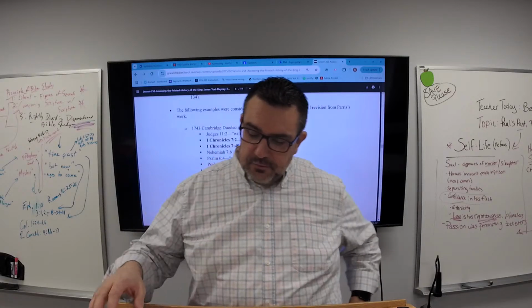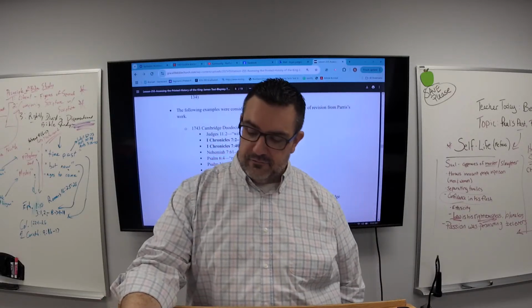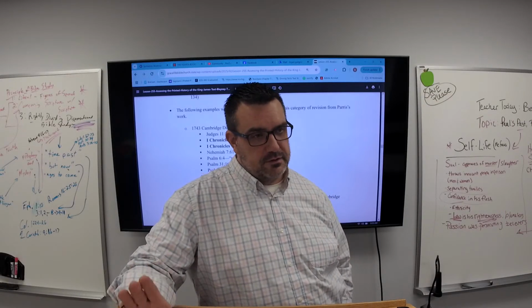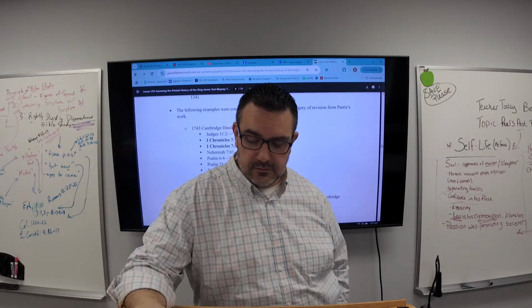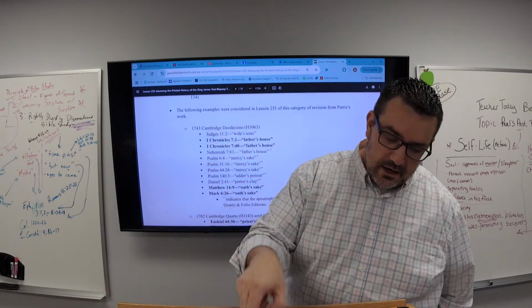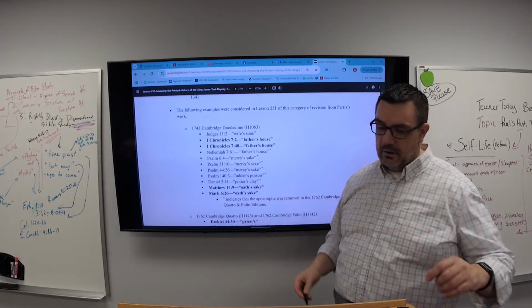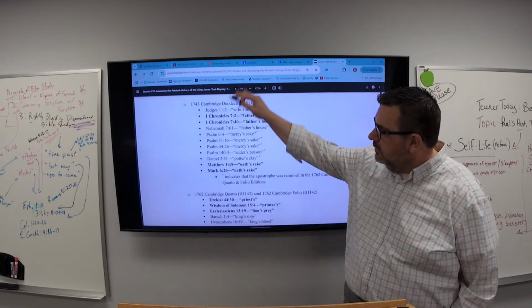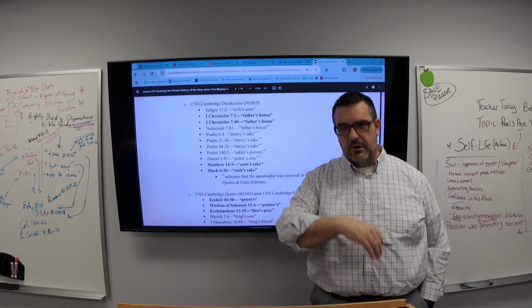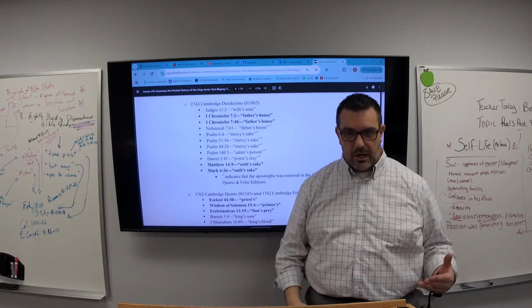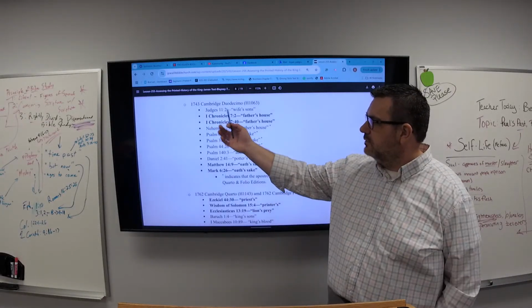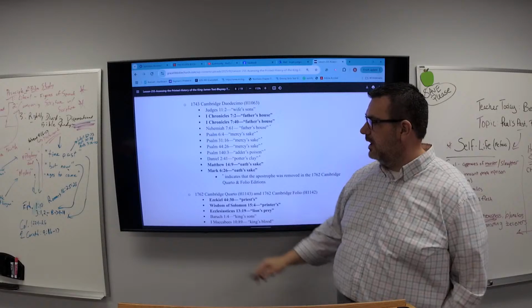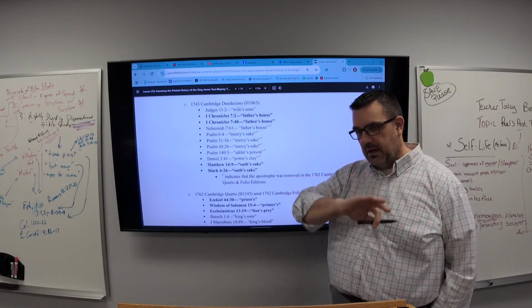The following examples were considered in lesson 251 of this category of revision from Paris's work. So in lesson 251, we looked at all of these examples. Okay? So, first, we looked at the 1743 duodecimo edition of Paris, H1063. Okay? So I didn't give you all the pictures again because we've already covered this, but I wanted you to see the list because there's some reasons why. All right? Notice, Judges 11:2, wives' sons. The apostrophe S. Okay? I'll explain why some of these are bold in a minute. All right?